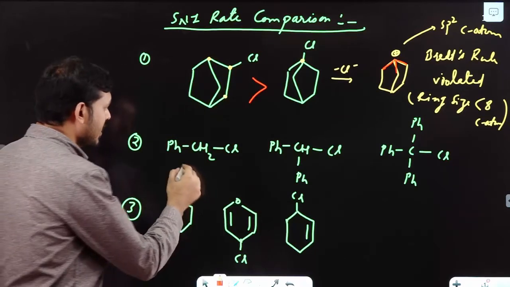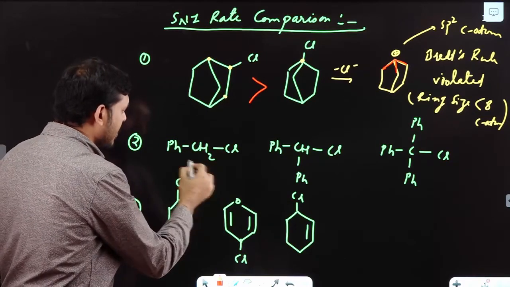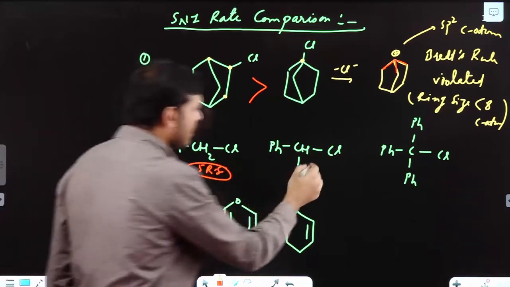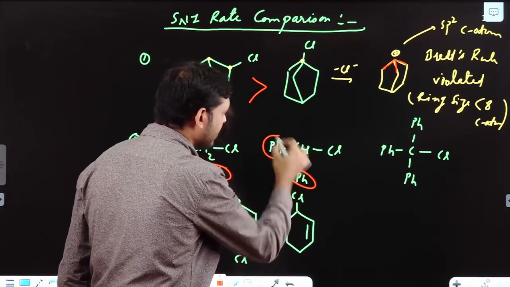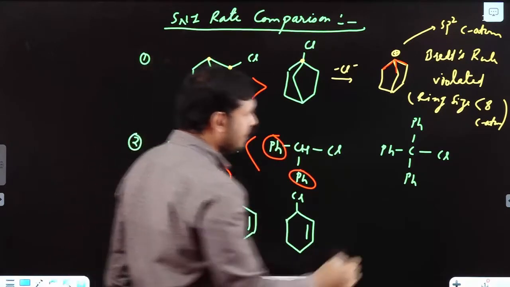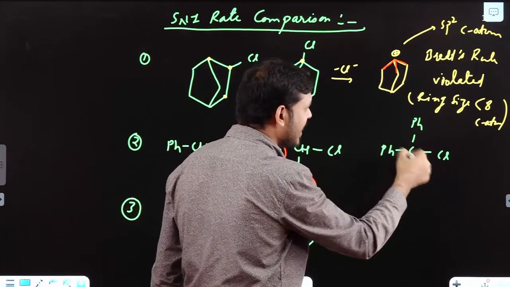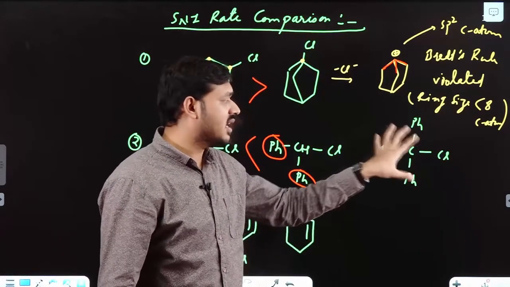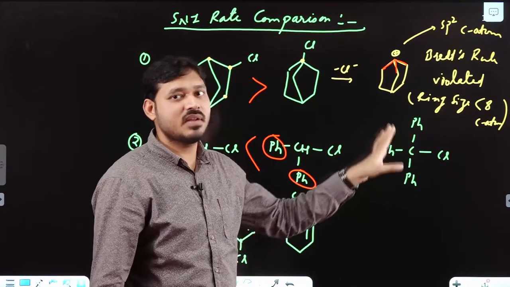Here you see this is benzyl chloride, 5 resonating structures, good. Here it has 2 benzene rings, so this carbocation will have more resonance, so the rate will be higher for this. If I compare this one, it has 3 benzene rings. Also one more factor is that it is a highly sterically crowded compound. Steric hindrance is very, very high here.